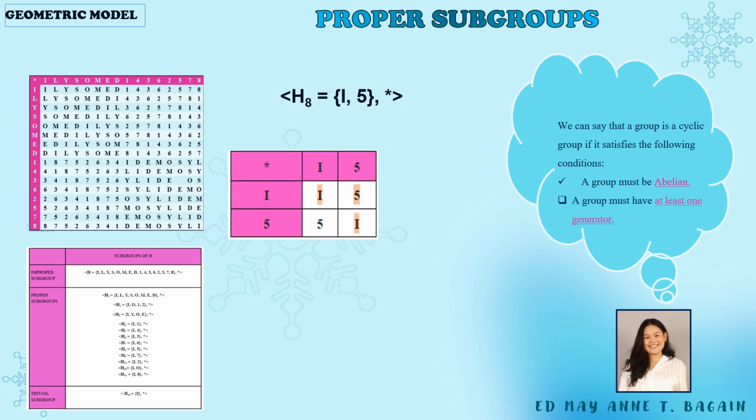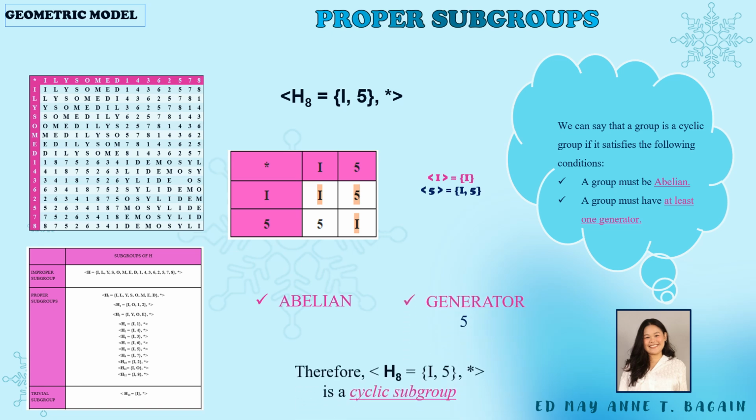And yes, this subgroup has at least one generator, which is 5, because it generates all of the elements, which are 5 and I. Therefore we know that it satisfies all the conditions stated, which is abelian, and has at least one generator. Therefore H sub 8 is equal to I and 5 under the operation star is a cyclic subgroup.